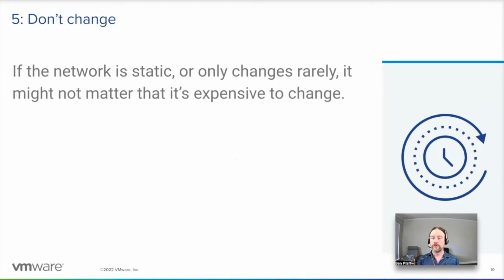Here's a fifth approach, which is to say that if your network doesn't change, if it's static, then maybe it just doesn't matter that there's a lot of policy data because you only distribute it once at the beginning of time or only occasionally when the network does actually change.